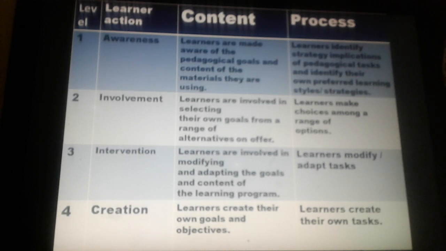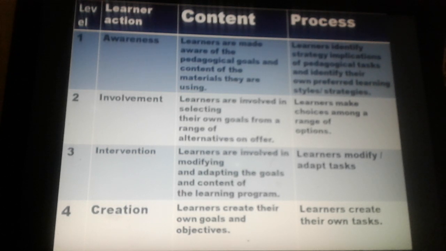Level 3 is intervention. Learners are involved in modifying and adapting the goals and the content of the learning program. Learners modify and adapt tasks. So here students also become interveners. For example, the teacher gives them the opportunity to take the responsibility of explaining a lesson, or divides the class into two groups, and some of them teach the others, etc. There are many activities that teachers use and students take in order to develop their autonomous learning.